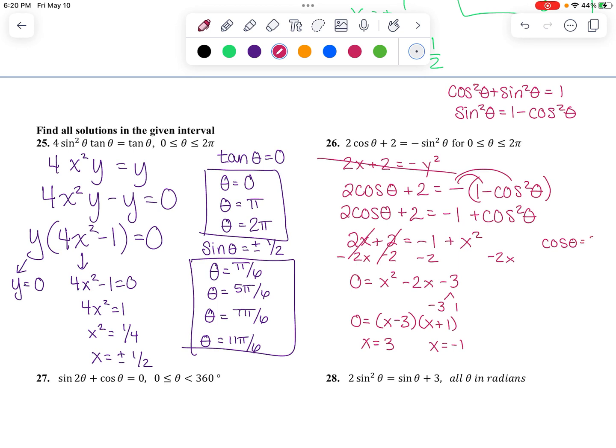3, because x was actually replacing a cosine, and cosine will never reach 3, is not helpful. So cosine of theta equal to negative 1, on the other hand, happens when theta is equal to pi. If I plug this back in, it does work.